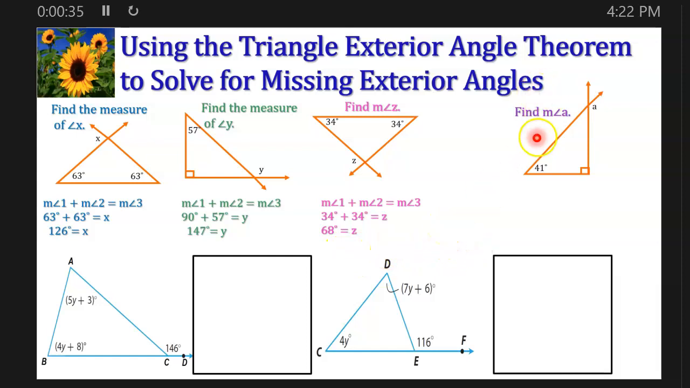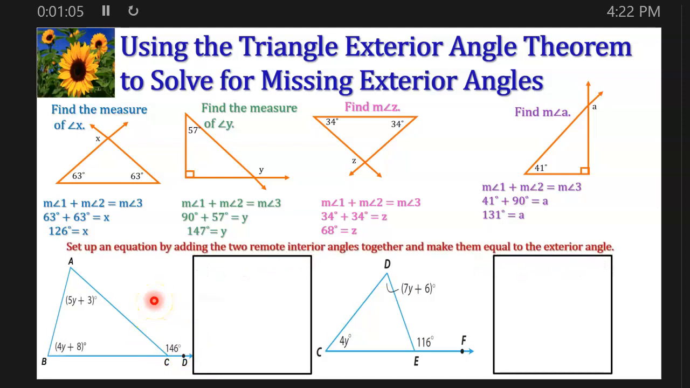And here's the one for the measure of angle A, which is out here. We have 2 remote interior angles. It's not this third one that's next to the A. It's these remote ones. So 41 plus 90 is going to get us 131, which is this angle A here. Over here, we have a more complex problem where we know that the 2 remote interior angles on this side are going to equal the 146 on the outside, the exterior angle. So we would set it up.